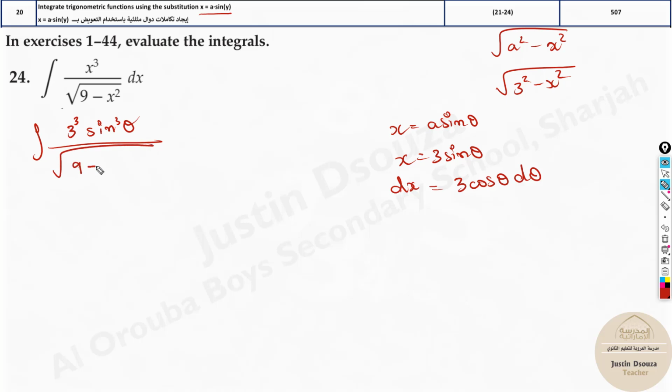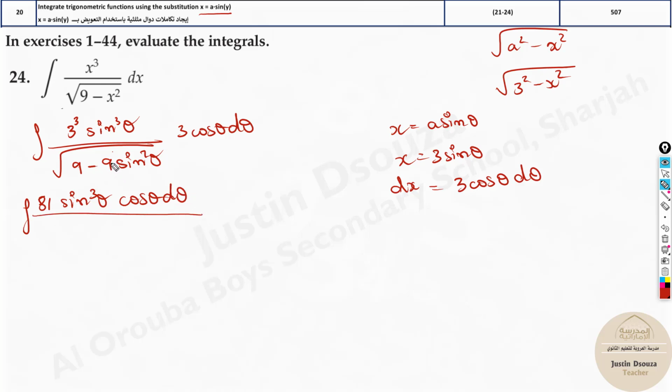And over here we have 9 minus, what is over here? It is again 9, because 3 squared is 9, sine square theta. And what is dx? dx is 3 cos theta d theta. Now let's rearrange and write how much we can. Over here it will be 9 3s are 27, 27 times 3 is 81. So I'll write it all together. Okay, the integral, I've multiplied all of them, it will be 81, and over here we have sine cube theta cos theta d theta in the numerator.